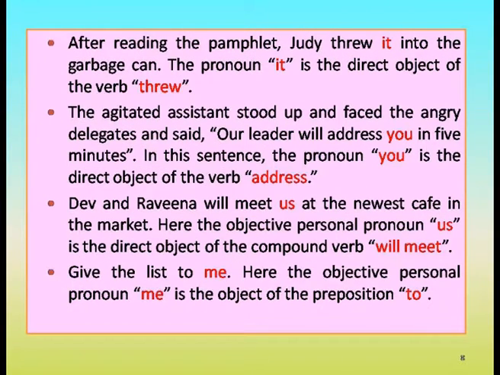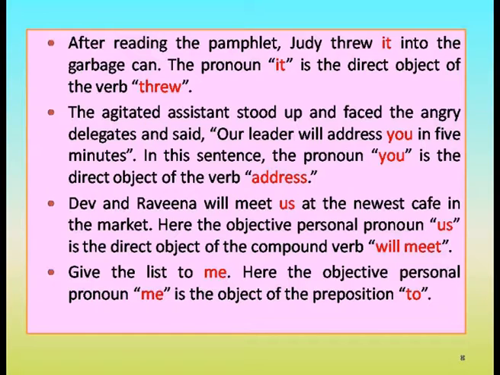After reading the pamphlet, Judy threw it into the garbage can. The pronoun it is the direct object of the verb threw. The agitated assistant stood up and faced the angry delegates and said, "Our leader will address you in 5 minutes." In this sentence, the pronoun you is the direct object of the verb address.